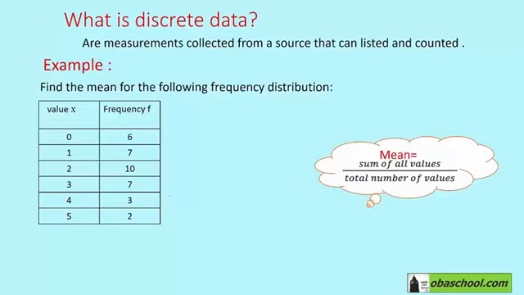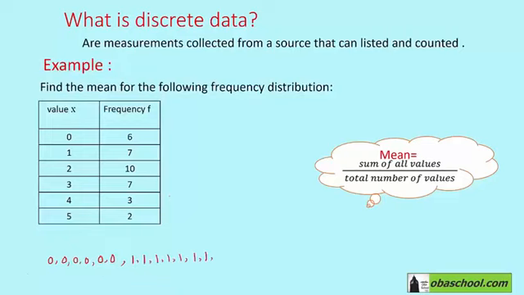And what is the mean? The mean is the sum of all values divided by the total number of those values. So, to calculate the mean, the first thing we have to do is find the sum of the values. As we can see here, the value 0 has been repeated 6 times since its frequency is 6. So it's as if you were saying 0 six times.